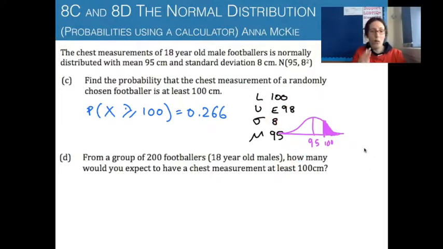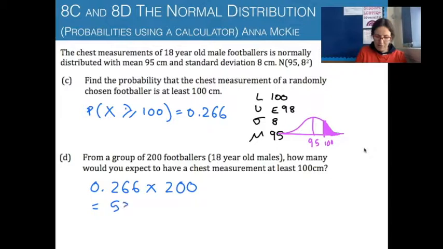The probability of a single random footballer having at least 100 centimetres is this probability. What's in a group of 200 then, how many would you expect? I guess you would expect 26% of 200. And in maths, you probably know that of is represented by a multiply. So it's 0.266 of 200, and we get 53.2, but you can't have 0.2 of a footballer, so we have 53 footballers.